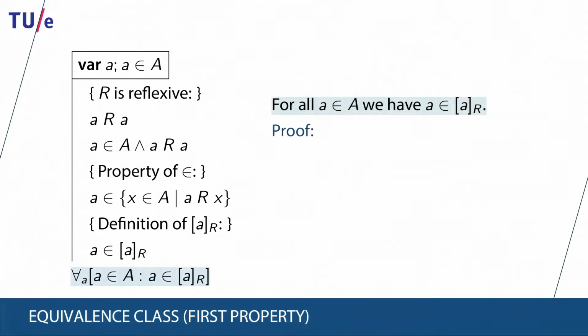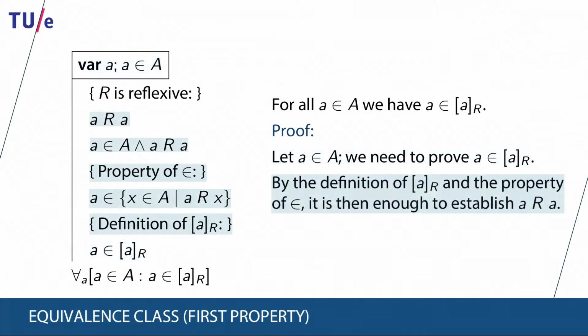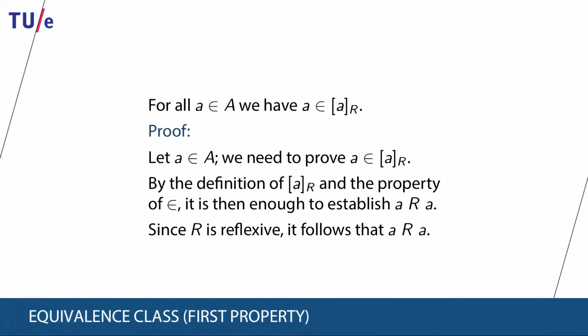We have constructed a complete derivation for the property. It remains to turn the derivation into a proof. To establish the required universal quantification, we declare a as an element of A and state that our goal is to prove that a is an element of the R equivalence class of a. With an application of the definition of R equivalence class and the property of element of, we can further simplify our goal to prove that A is related to itself, and then this follows by reflexivity. Here you see the resulting proof that every element is in its own equivalence class.